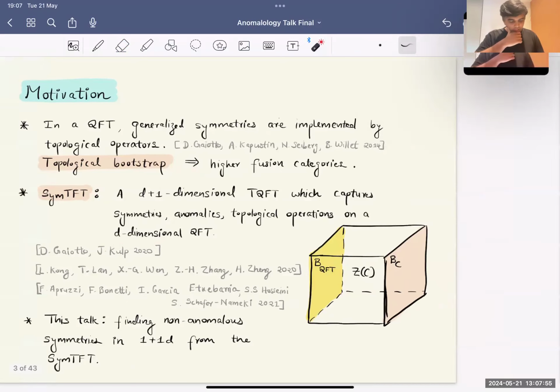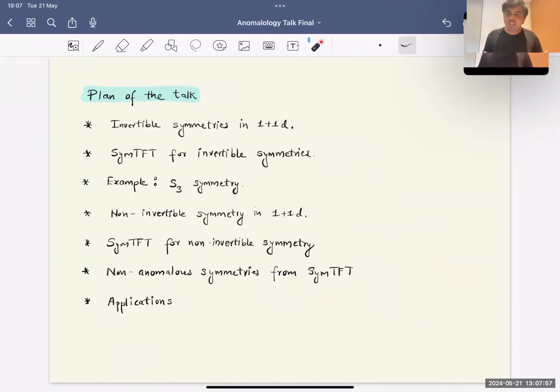Okay, so the plan is I will start with invertible symmetries in 1 plus 1D, because invertible symmetries and their SymTFTs will basically highlight the main method of computing these non-anomalous symmetries from the SymTFT. So I will talk about invertible symmetries and their SymTFT. These are three-dimensional TQFTs which capture invertible symmetries in 1 plus 1D QFTs.